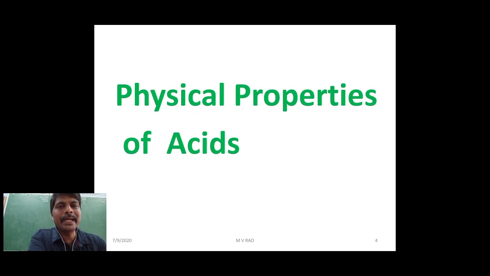So what is meant by an acid? A substance which gives H plus ion in water is called an acid. You have already seen the definition of acid and some examples. Now we will see the physical properties of acids. What are the physical properties of acids? Properties of acids are of two types, physical properties and chemical properties. First of all, we will see physical properties.